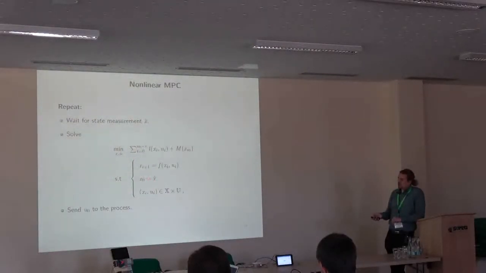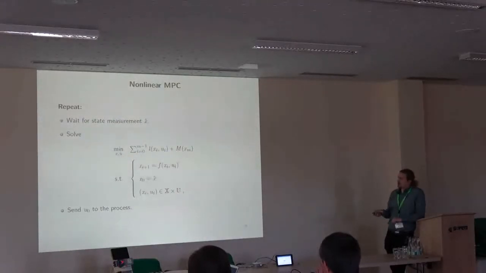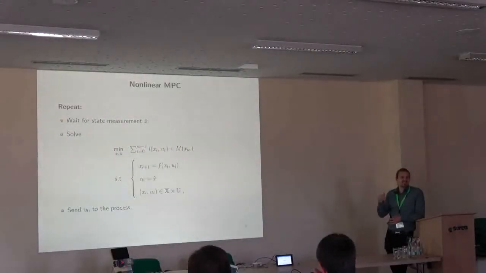And usually we will set the initial value to our current state measurement or estimate, if we combine it with a filter in order to get x hat. And we send the U0 to the process and repeat this loop in order to close the loop. Of course, there's a lot of theory about whether this type of model predictive controller is stable or not. That's something I will talk about less in this presentation, since I'm interested in how to solve this optimization problem online and with very, very fast sampling times.